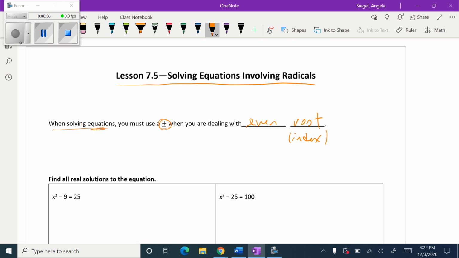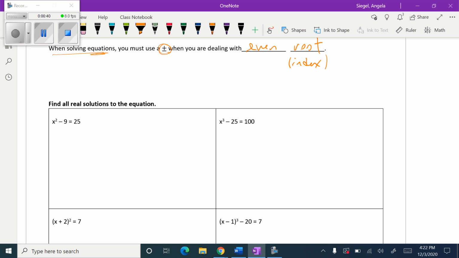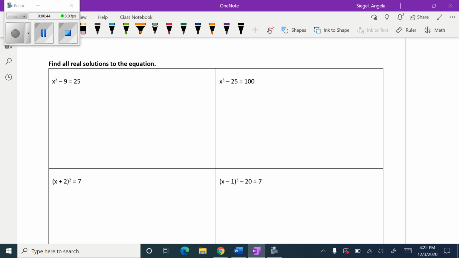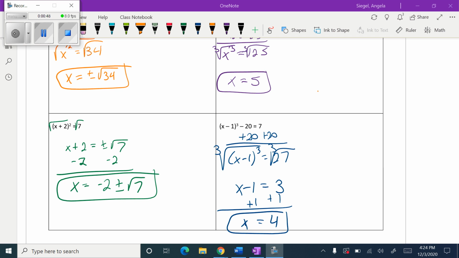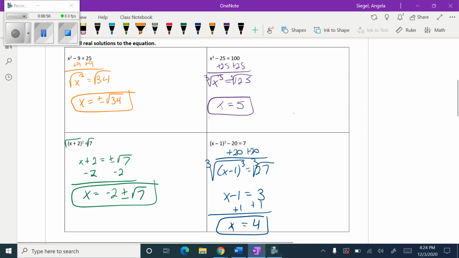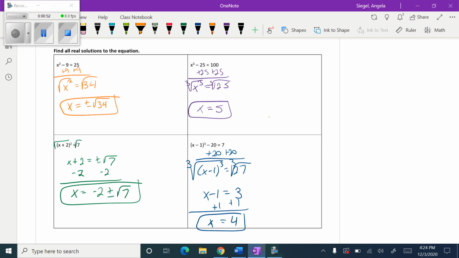So let's go ahead. These should be total review. So go ahead and see what you can do on these four. Again, there's nothing new on this one. So see what you can do. Okay, so I want you to take this time and push pause if you need to, but really go through and look at all my steps.